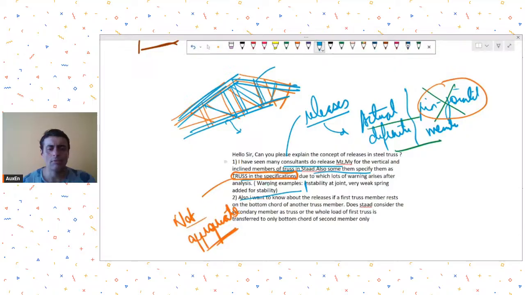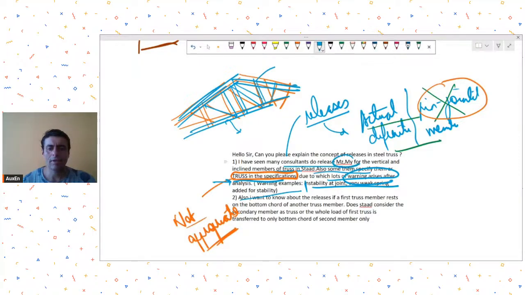So to ignore the moment completely, they assign this truss specification, and that's how they try to reduce the utilization ratio. Now, in doing that, what happens? Why do these warnings arise? Because then there are no rotational restraints that these truss members provide. If you apply truss specification, then there are no rotational restraints that these truss members provide, and therefore you see this instability warning. Okay.